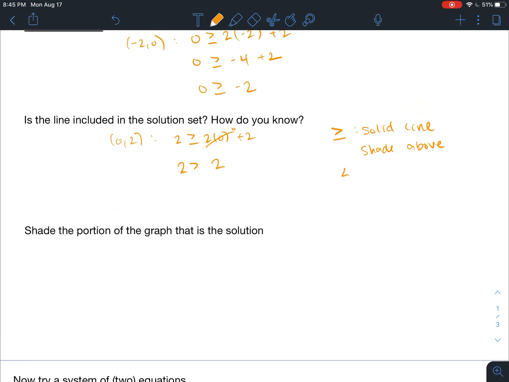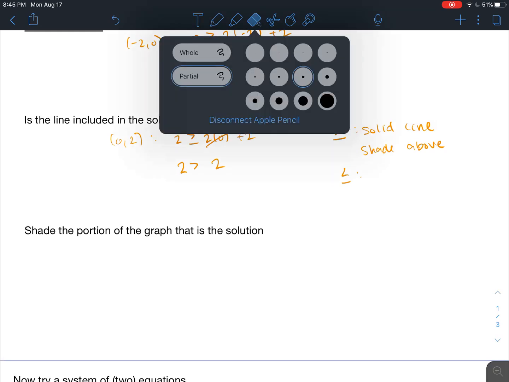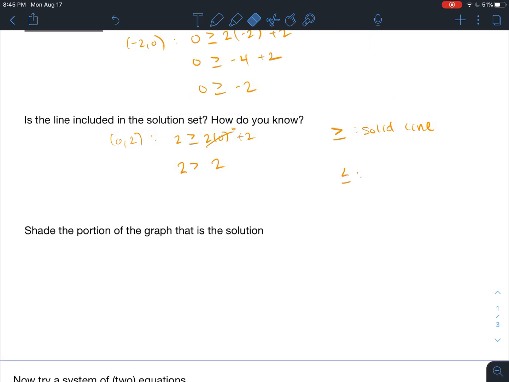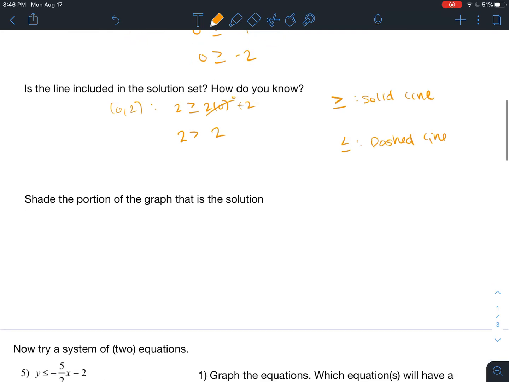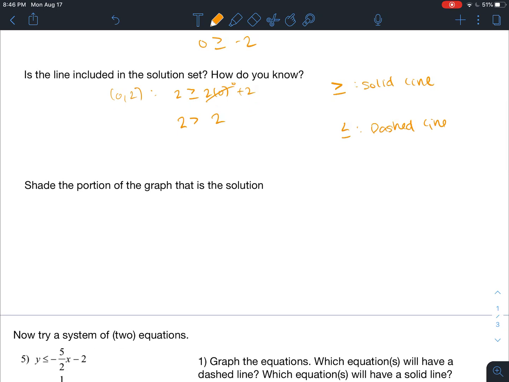So if it's less than or equal to, here, one second, I'm not going to include this just yet. So if it's less than or equal to, dashed line. And then if it's greater than or equal to, shade above. If it's less than or equal to, shade below.